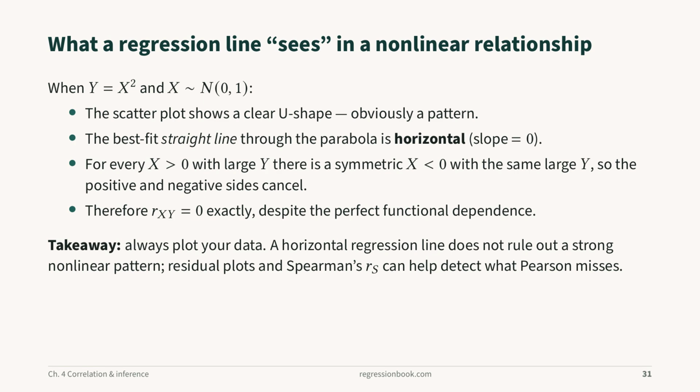But for every positive x with a large Y, there is a mirror image, negative x with the same Y, so the positive and negative sides cancel, and the best fitting straight line is exactly horizontal. A flat regression line does not rule out a strong nonlinear pattern. Residual plots and Spearman's coefficient can catch what Pearson misses.